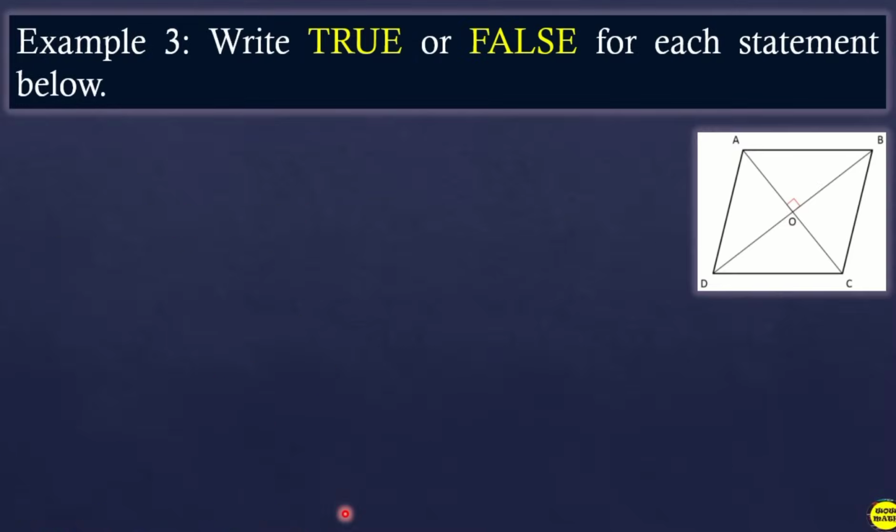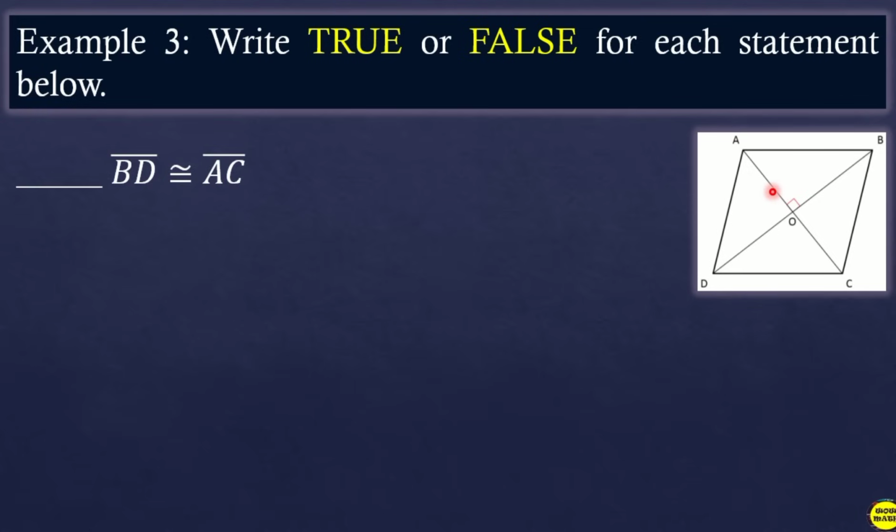Okay? Next, write true or false for each statement. Alright, so let's have this one. So, write true or false for each statement below. So, I have here a given figure. So, tingnan mabuti ang ating figure. It's a rhombus. Now, we will just identify if the given statement is true or false. Okay? So, I have here a segment BD. So, this is one of your diagonals. And then, it is congruent daw to segment EC.